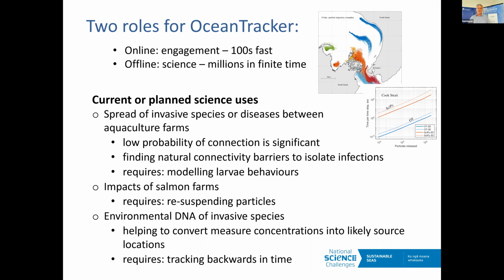The current science uses are around looking at the spread of invasive species and diseases from aquaculture farms. This is where the large numbers actually count, because if you've got an infection in one area, only a very small number of propagules might cause the infection to move to another area, but if it gets there, the consequences are quite significant. So having lots of large numbers gives you a good idea of those low probabilities that are actually significant in that case because of the risk of infection.